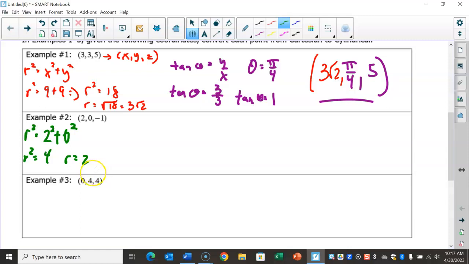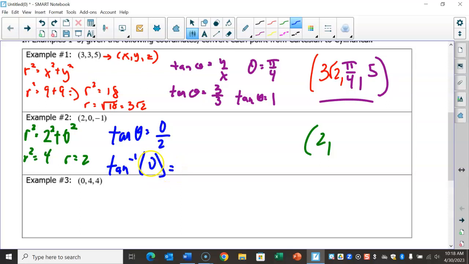So our r coordinate in this particular point is simply going to be 2. And then we're going to go over here and find our theta. So again, tangent of theta is going to be equal to our y coordinate, which is 0, over our x coordinate, which is 2. And so we're going to take the arctangent of 0, right, and figure out, okay, well, where's tangent 0? And so that's going to be at 0. And so we're going to go ahead and put 0 here for this.